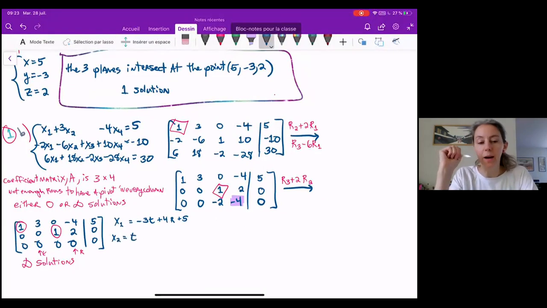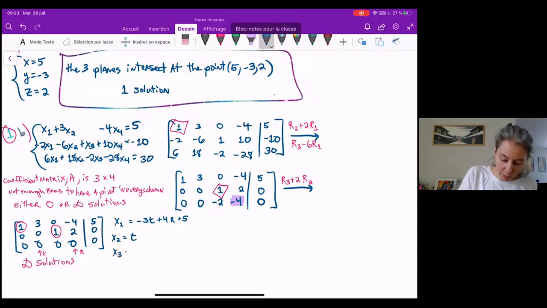Again, just to point out, a lot of you on your test 1 just left that matrix as your answer. If it says solve the system, the matrix is not your answer. You need to actually write out the answer. That's what I'm doing here. So x3 is equal to negative 2r, and x4 is equal to r.